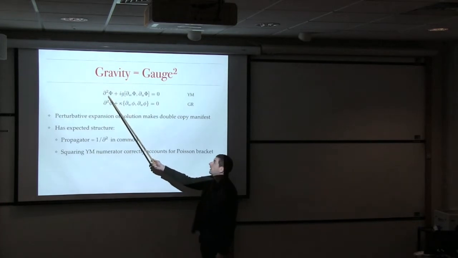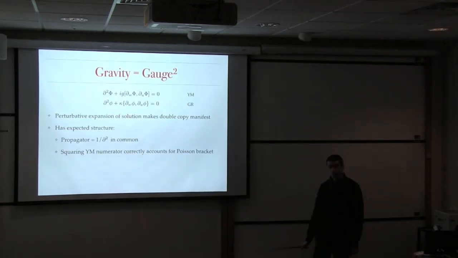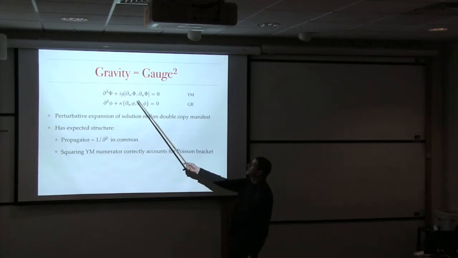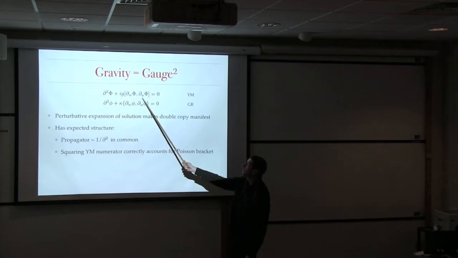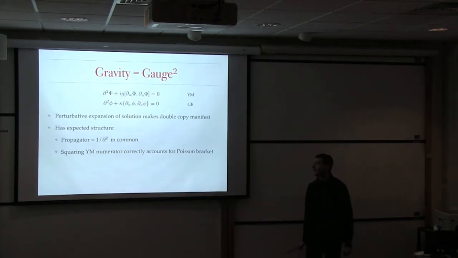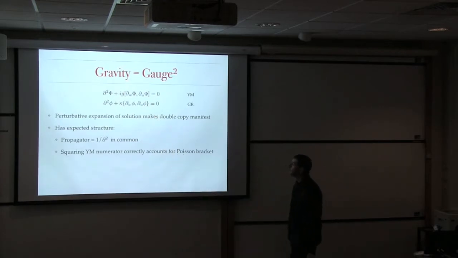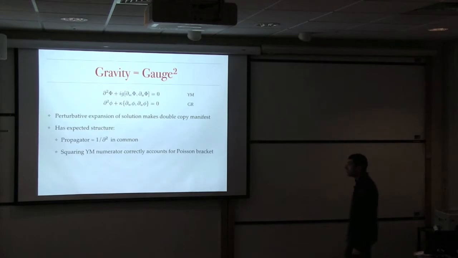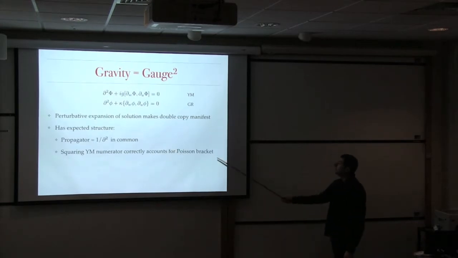One thing's evident. The propagators are just 1 over d squared, so you're going to get simple scalar propagators. The Feynman vertex here, well, the interaction is quadratic in the equation of motion. So it's going to be cubic in a Lagrangian, so you just have three-point vertices everywhere. So you're going to get the diagrams and propagators you expect.